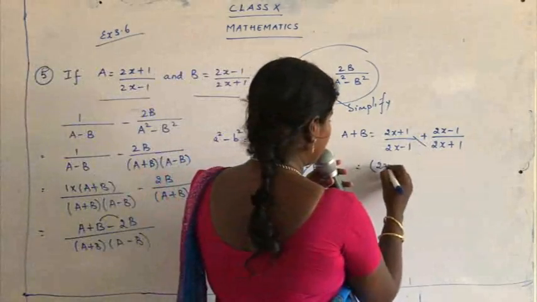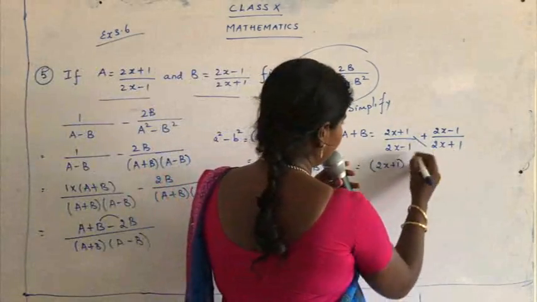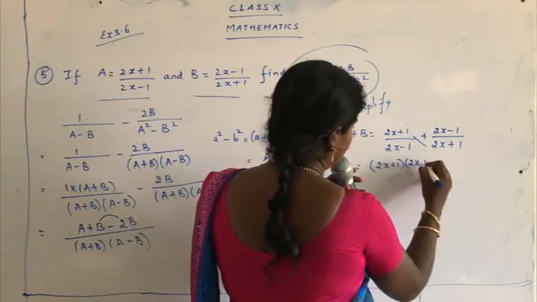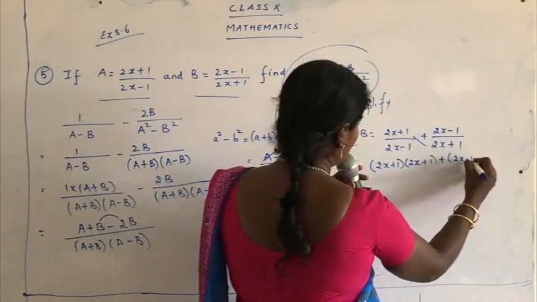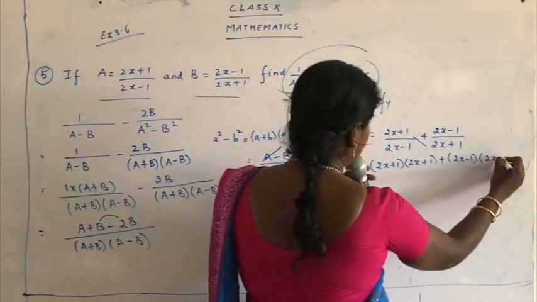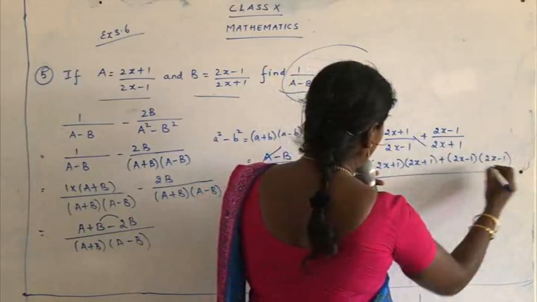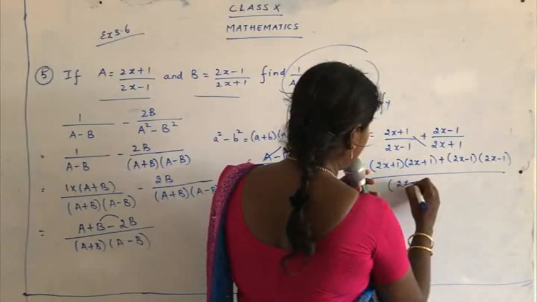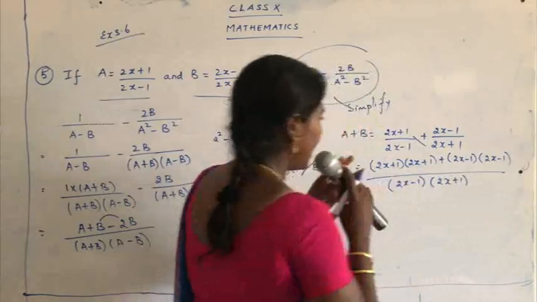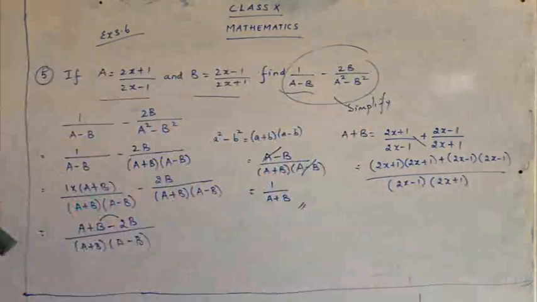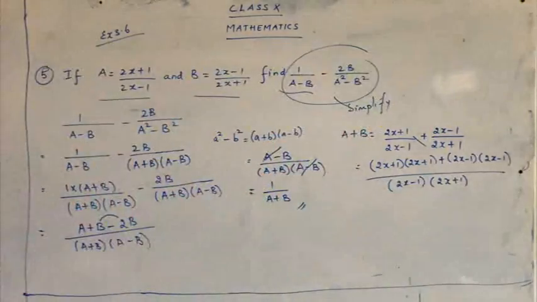It's 2x plus 1 into 2x plus 1. The main sign is plus. 2x minus 1, 2x minus 1 upon 2x minus 1 into 2x plus 1. I hope the step is clear to you. I'll repeat the step once again for you.